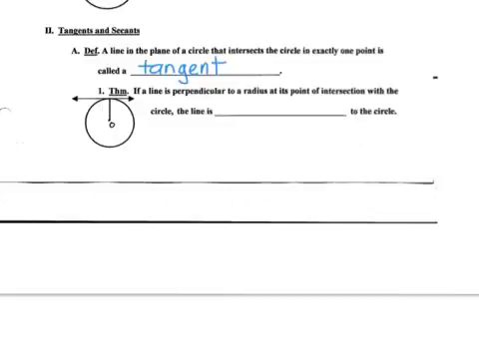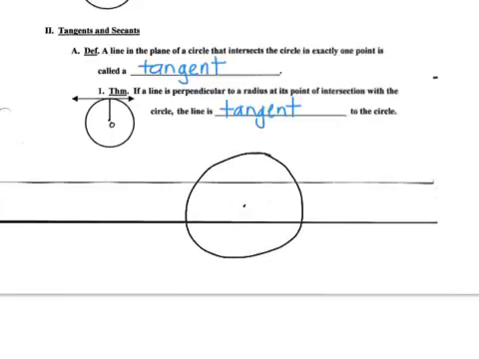And then here's another theorem. If a line is perpendicular to a radius at its point of intersection, then that line is also tangent. So tangents are always perpendicular to the radius. It doesn't matter how big the circle is or where the tangent sits. If I have a tangent line, I can always draw a radius to it, and it will always be at 90 degrees.